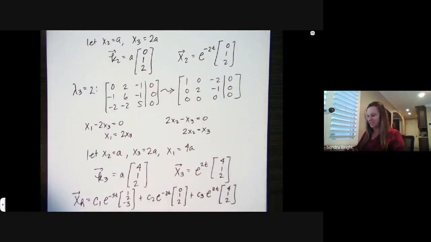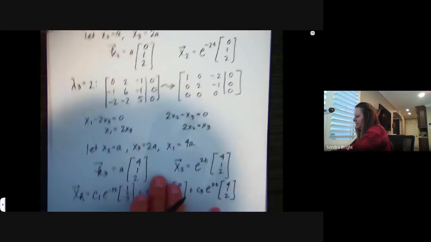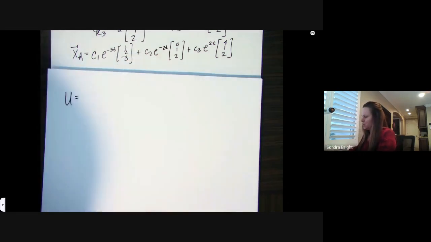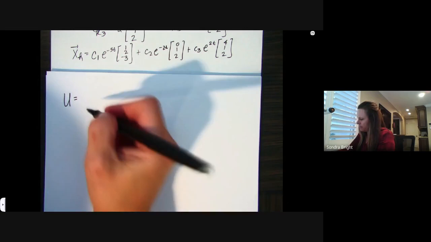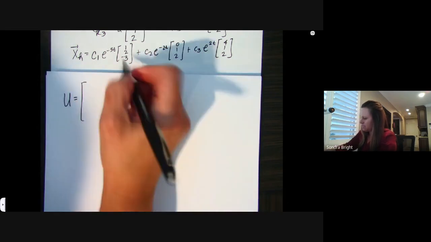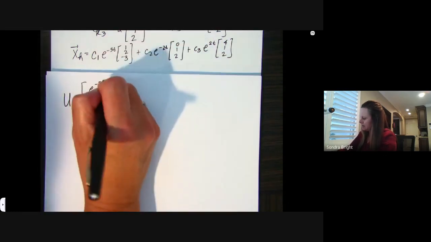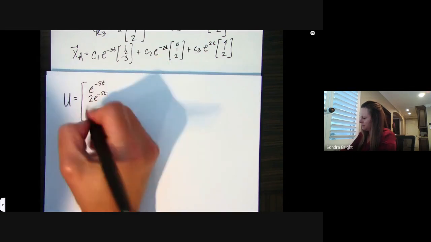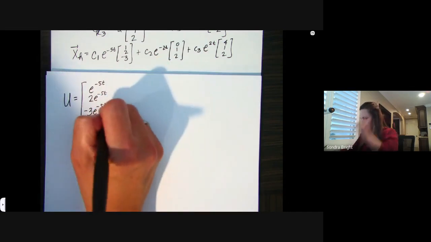All right. Now we have to find u, because that was just the homogeneous part, which we're going to include in our general solution. So u is going to be made up of each of these as your columns: e to the negative 5t, a 2e to the negative 5t, and a negative 3e to the negative 5t.